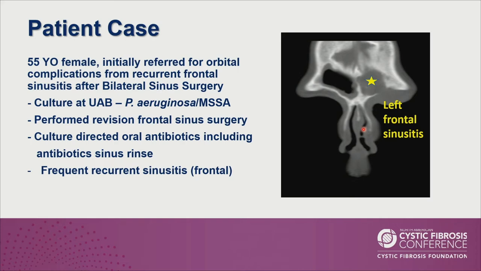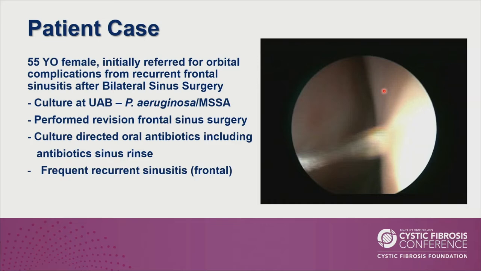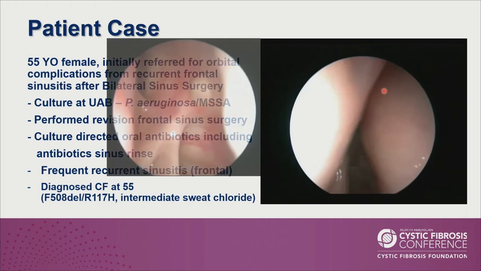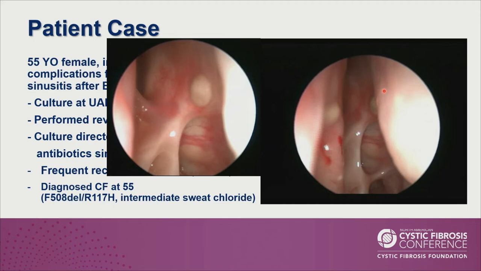Inflammation and infection were going to the eye, and she was almost going blind. She kept having these infections. Her sinus looks amazing now, but she was having MRSA, MSSA, and Pseudomonas infections. I was finally able to diagnose her with CF at the age of 55. Another finding is that she had an intraepithelial abscess in her sinus cavity, which is very commonly seen in CF patients.